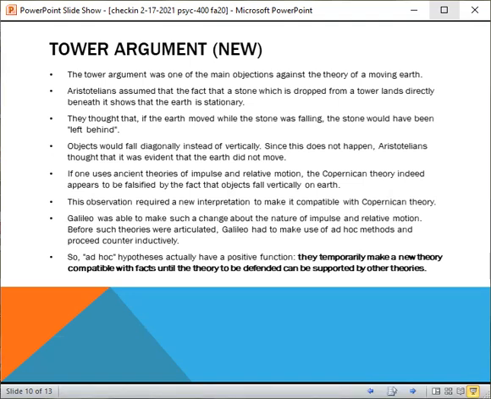So ad hoc hypotheses actually have a positive function. They temporarily make a new theory compatible with the facts until the theory can be defended and can be supported by other theories. So all this argument is really pointing to is that on the surface, it should have been something that could have falsified the whole Copernican approach, that the earth was indeed moving. So that was the notion that they proposed, okay? And this is what Lakatos uses this argument for in that last chapter of this particular module.